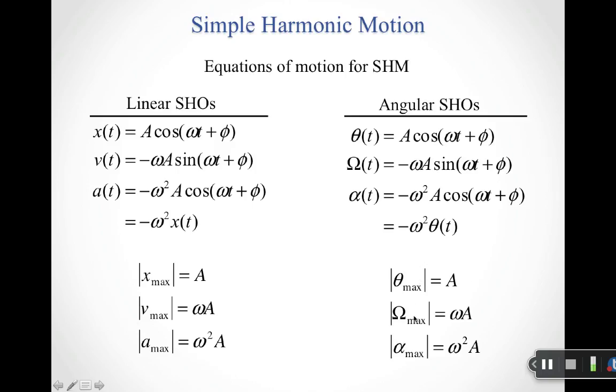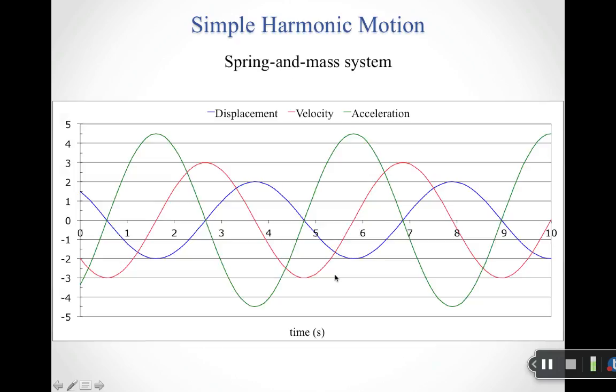Again, I can think about the maximum angular displacement, that's the amplitude; the maximum angular speed, that's going to be omega, the angular frequency, times the amplitude; and the maximum angular acceleration, that's going to be the angular frequency squared times the amplitude. So if I think about graphing out those three functions, we'll just deal with our spring and mass system, the linear simple harmonic oscillator, though I get exactly the same functions with the angular simple harmonic oscillator.